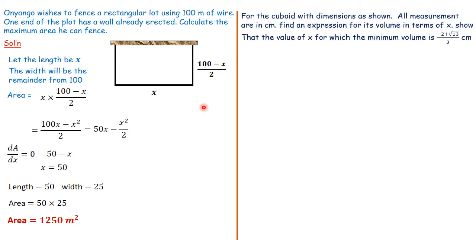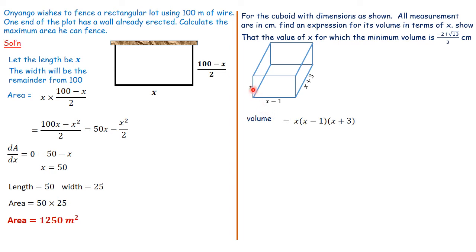The last question. We note that for the cuboid with dimensions as shown below, all dimensions are in centimeters. Find the expression for its volume in terms of x and show that the value of x for the maximum volume is the one given there. Volume will be length times width times height, which is this times that, and this third one there. Simplifying, you get x cubed plus 2x squared minus 3x.